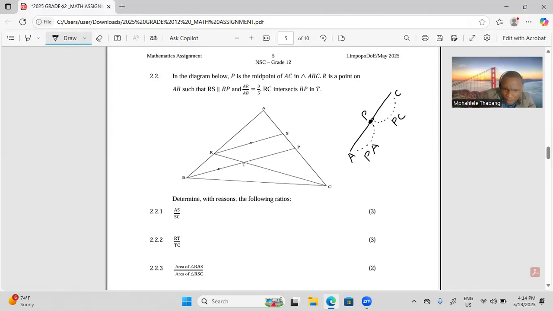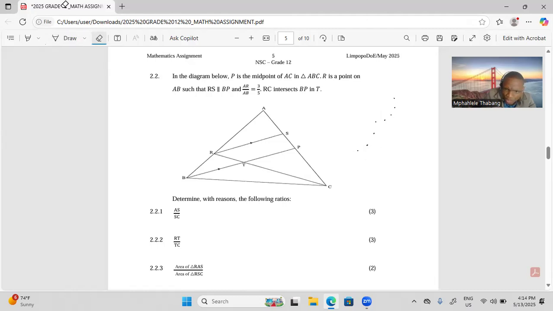Okay. Now, if we go back to your information on the assignment, let me annotate here: just because they said P is at the middle of A and C, it means that AP is equal to PC. And we should keep this information with us. We might need it when we are solving the problems in this question 2.2. So we know that AP equals PC.